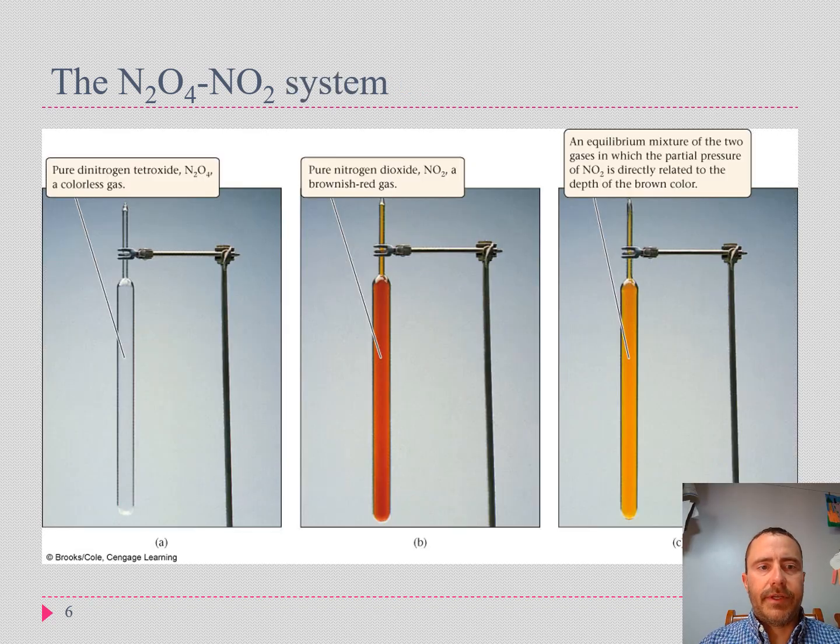So here we have a figure showing that in part A on the far left side, that is our pure dinitrogen tetroxide. Notice that it is a colorless gas. In the middle, we have pure nitrogen dioxide, which is a brownish-red gas. And on the right is when we have a mixture of both of them. At equilibrium, notice that the color is a mixture in between those two. The reason we chose this as our example is because we can physically see those changes.